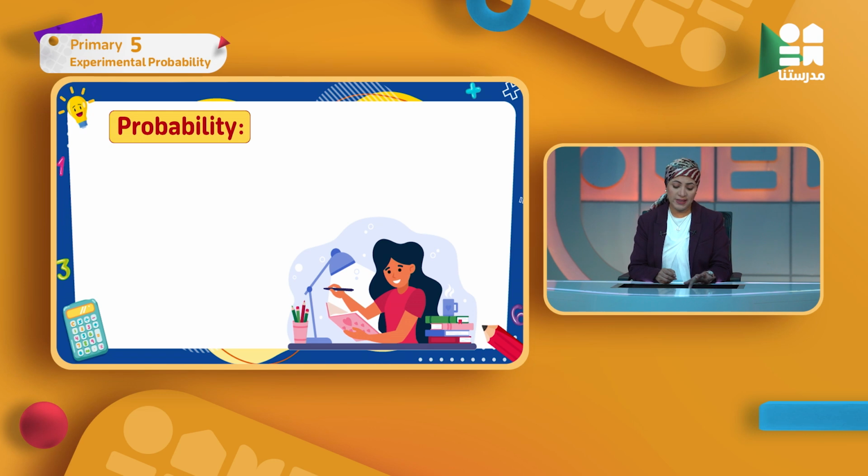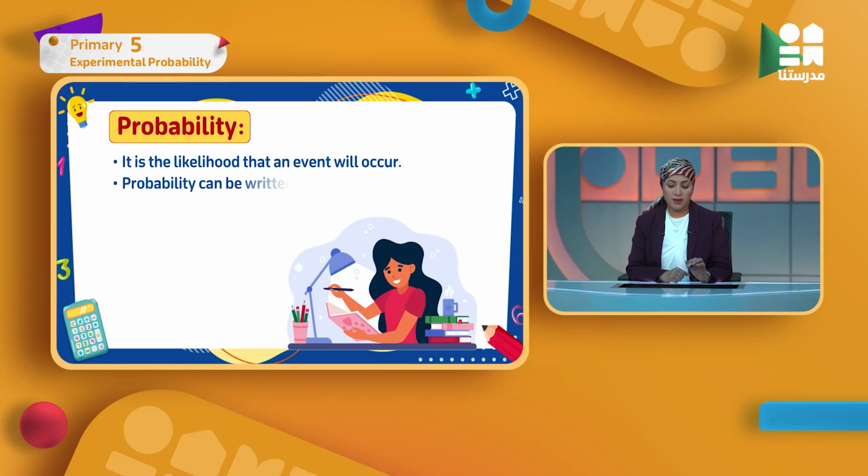Okay, probability is the likelihood that an event will occur, or when I say or ask myself, if I have this experiment going on, I want to know how many times this event will occur. Is it going to happen or is it not going to happen? So this is what is called probability. Okay? It can be written as a fraction or a decimal or a percentage, and we will see how.